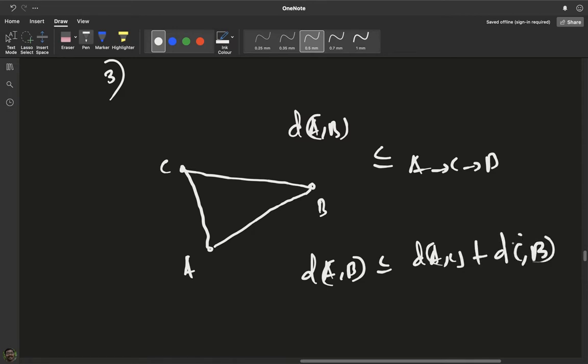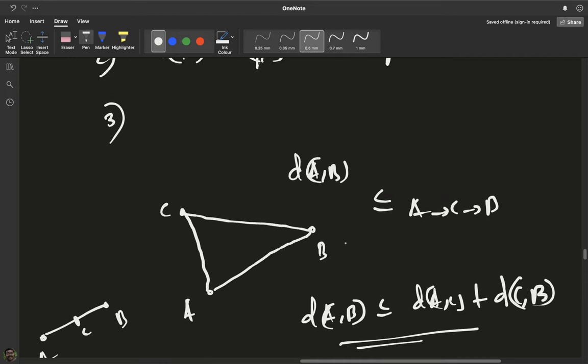So the direct distance is always less than or equal to the distance through a fixed point. This is called the triangular inequality, and it will be an equality if and only if C is lying between A and B. Suppose my C is lying here, then the distances will be equal, because the distance of AC plus the distance of CB will be the same as the distance of AB. That is why the condition is less than or equal to. The direct distance is always less than or equal to the distance through a fixed point.